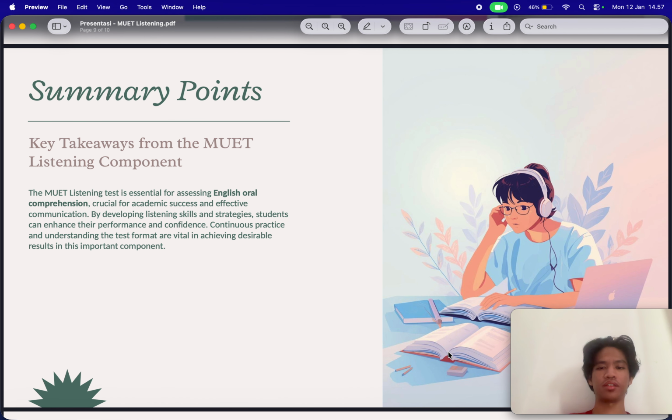So, in summary, the listening part evaluates your ability to understand spoken English in both academic and everyday contexts. Students are tested on identifying main ideas, specific details, and inferring meaning. While the test can be challenging, developing effective listening strategies and practicing regularly can significantly improve performance. So remember, listening is not about hearing words. It's about understanding the message, the purpose, and the details accurately. By preparing well, you can approach the listening part with confidence.